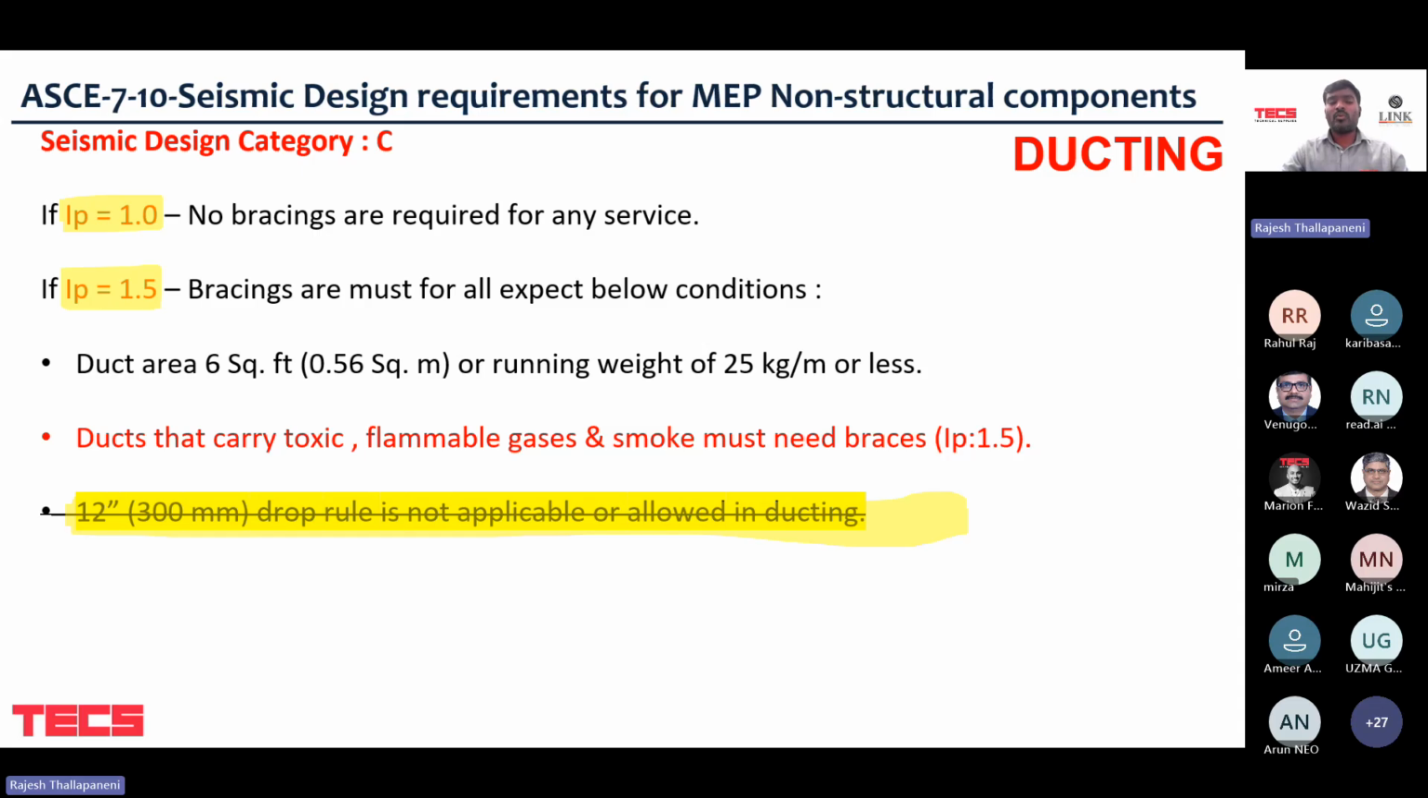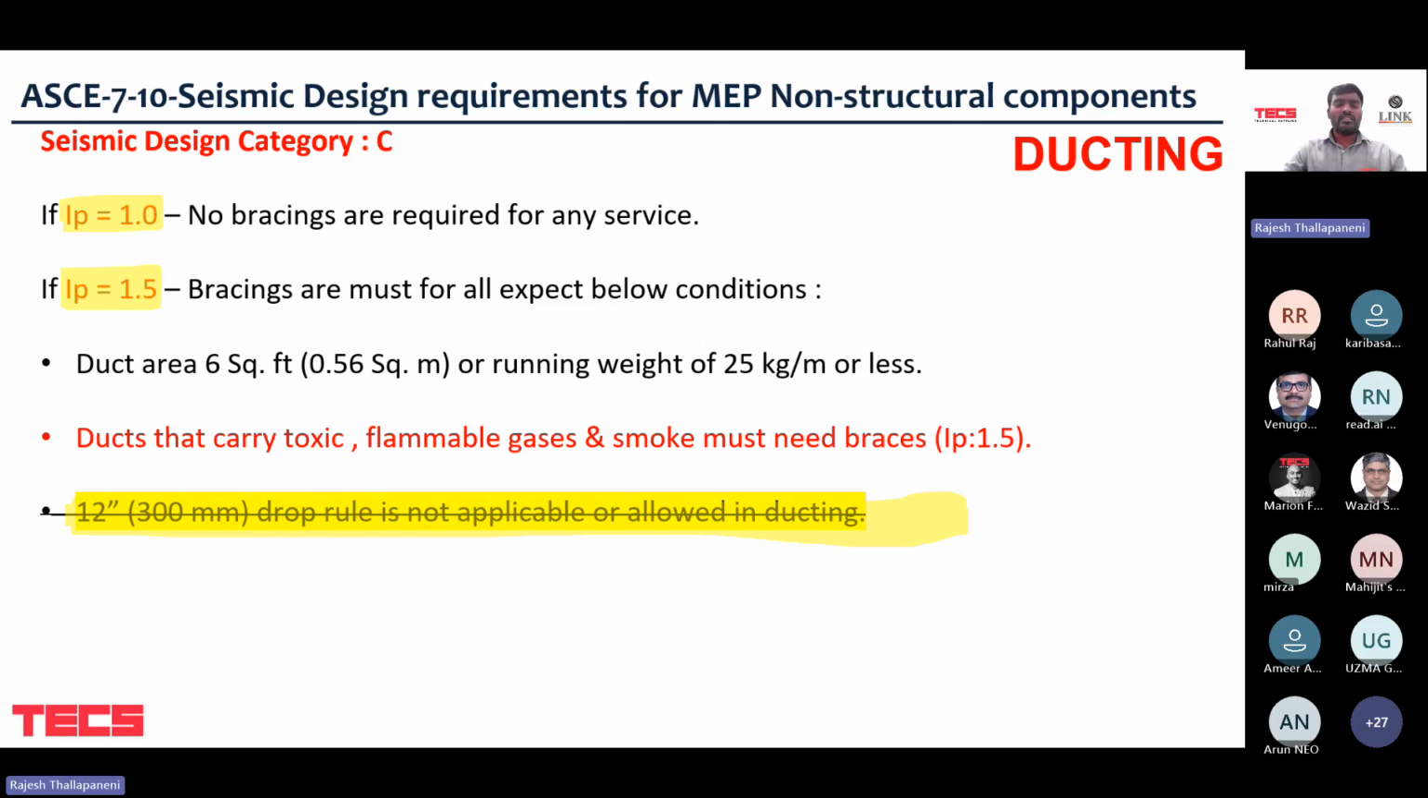And in any given situation, a duct that carries toxic or flammable gases or smoke must be braced. These are not functionality issues. These are life safety issues. If any of these leak during an earthquake, it will affect our life safety. So that's very important. Meeting the two requirements of life safety and functionality, we need to choose the support.